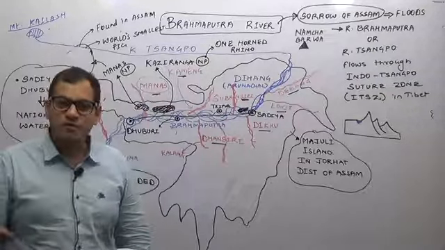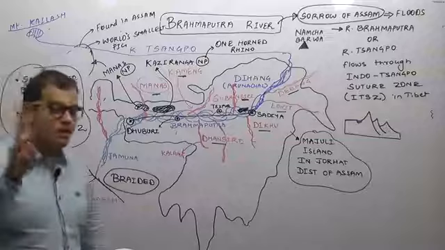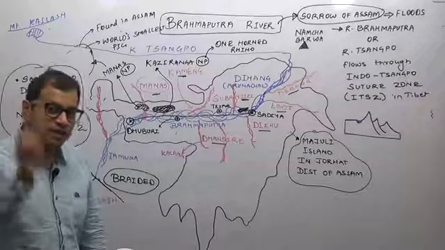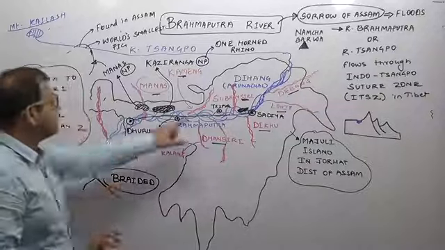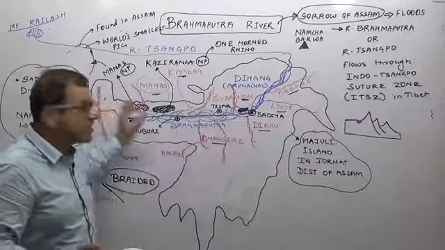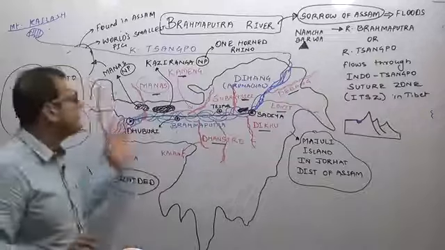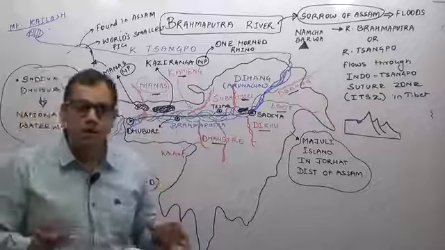Brahmaputra is famous for floods in Assam, and this channel is known as highly braided. National Waterway 2. National Waterway 1 is on the Ganga River. National Waterway 2 lies between Sadia in Assam to Dhubri in Assam. Just like national highways, these are national waterways. Okay, so this is about the Brahmaputra river.